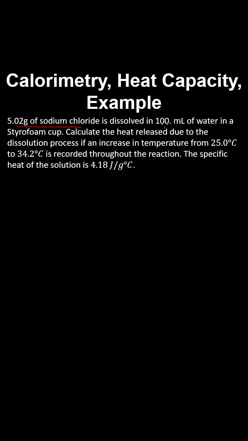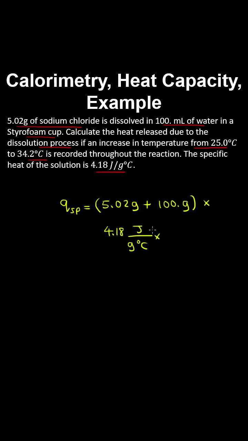Sodium chloride is dissolved in water in a styrofoam cup. Calculate the heat released due to the dissolution process if an increase in temperature is recorded, and the specific heat of the solution is given. Well, the heat absorbed by the solution at constant pressure is equal to the mass of the solid plus the mass of water, which is the same as 100 grams, multiplied by the specific heat of the solution, and multiplied by the change in temperature.